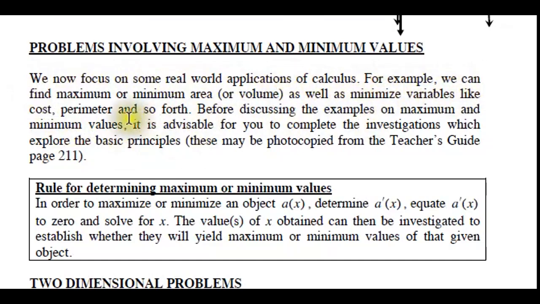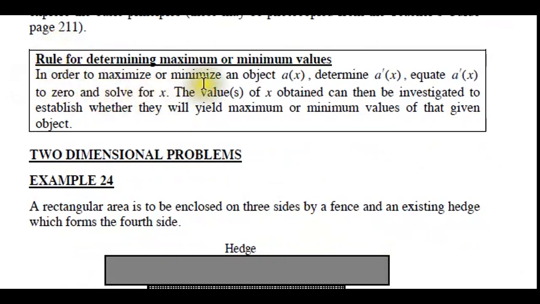For example, we can find the maximum or minimum area or volume, as well as minimize variables like cost, perimeter, and so forth. Before discussing the examples of maximum and minimum values, it is advisable for you to complete the investigation. Right, in order to maximize or minimize an object, A to the x, determine A prime x.